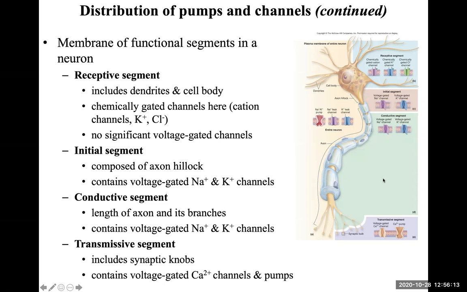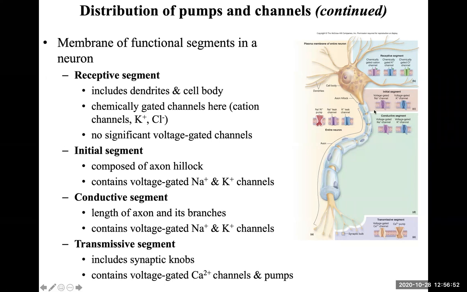And then finally, down here in what we call the transmissive segment, which is made up of the synaptic knobs, what we find here are calcium pumps. We've talked about this in pretty good detail when we were discussing the neuromuscular junction. But just as a reminder, what we find here are calcium pumps that pump a bunch of calcium out of the synaptic knob, and they establish a concentration gradient for calcium by which there's a lot of calcium outside and not a lot in. And then we find voltage gated calcium channels in this area.